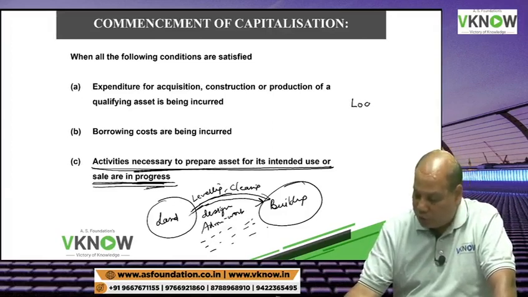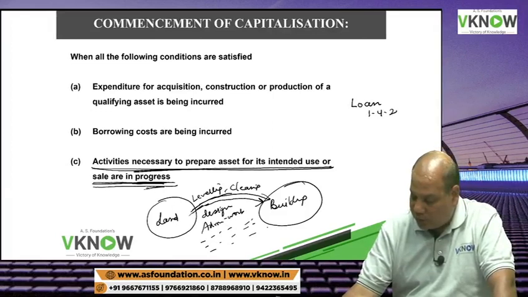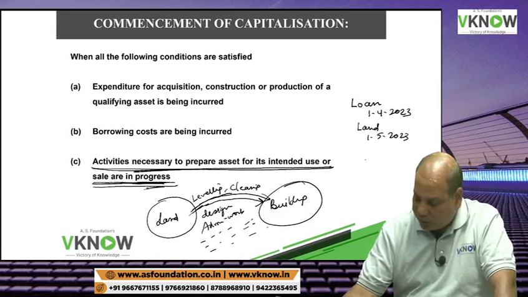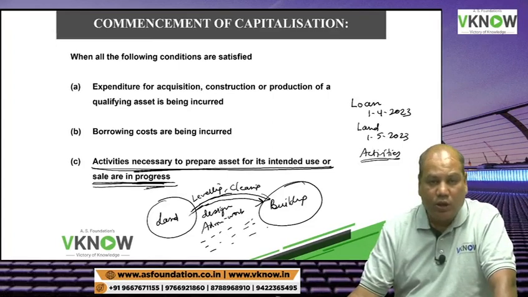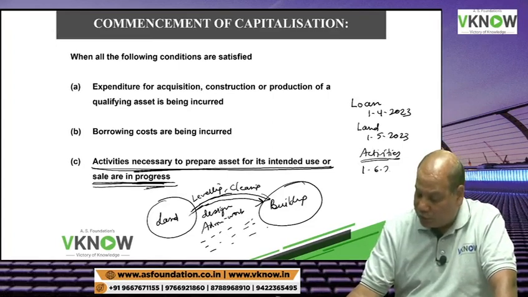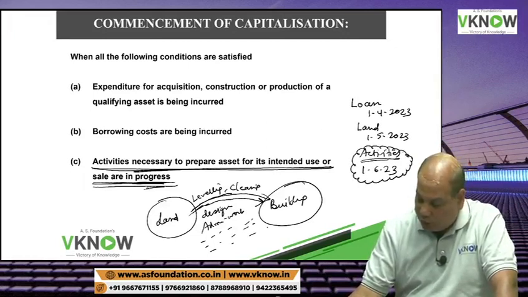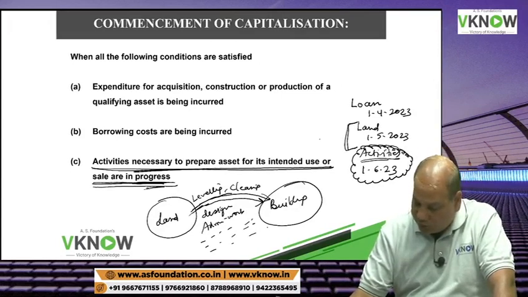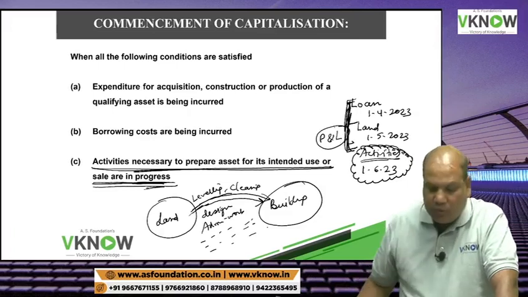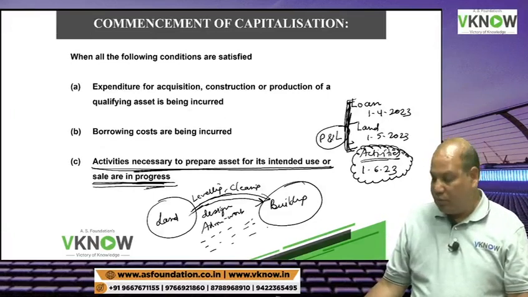Suppose you have taken loan on 1st April 23, you purchased a land on 1st May 23, but the activities which are required to complete this qualifying asset started on 1st June 23, then you can capitalize the borrowing cost only from 1st June 23, and the borrowing cost incurred in this period, from the date of taking loan till the activity started, will be charged to profit and loss account.